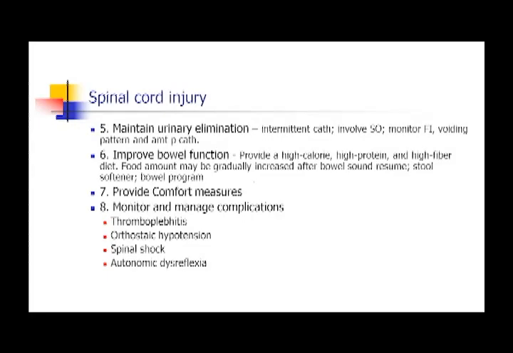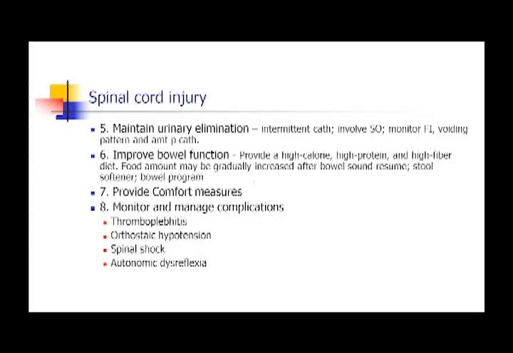What else? Improving the bowel function. This is done by giving a high calorie, high protein, and high fiber diet for our patients. Food amount may be gradually increased after bowel sounds resume. Stool softeners for constipation. Maintaining a bowel program for our patients is also important para matrain yung digestive system as well as the bowel training for our patients.